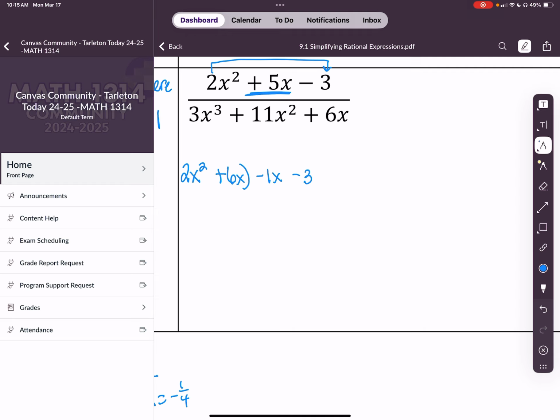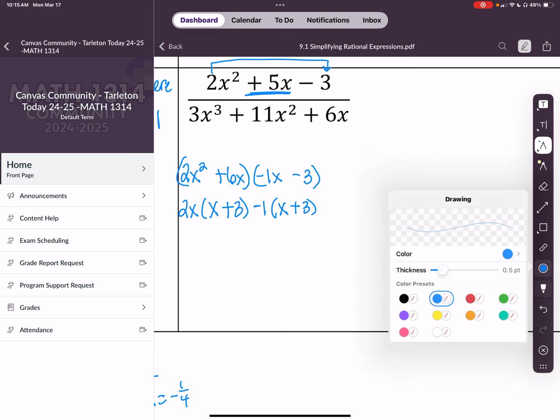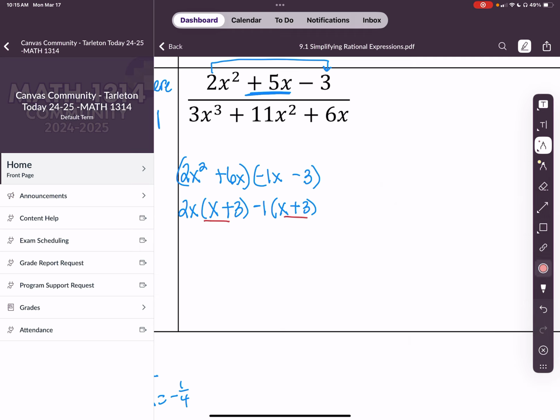Okay. So I'm going to go ahead and do my factor by grouping. So 2x squared and 6x have a 2x in common. 2x squared divided by 2x gives me x, and then 6x divided by 2x gives me 3. All right, and so moving along to our next factor, negative 1x minus 3, I'm going to pull out a negative 1, and that's going to give me x plus 3. So I have the same thing on the inside. So we get 2x minus 1 times x plus 3. That's going to be my numerator.